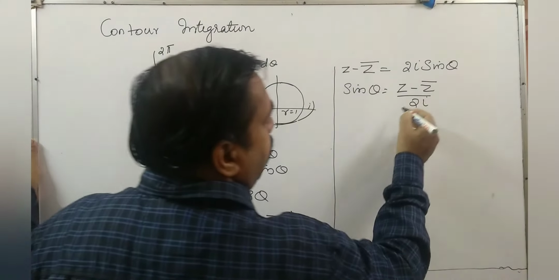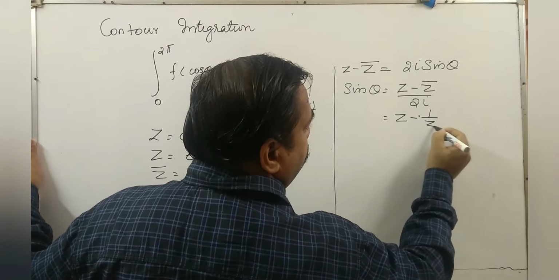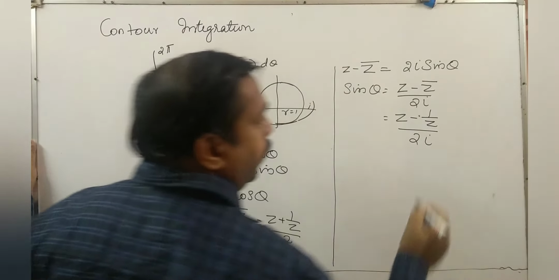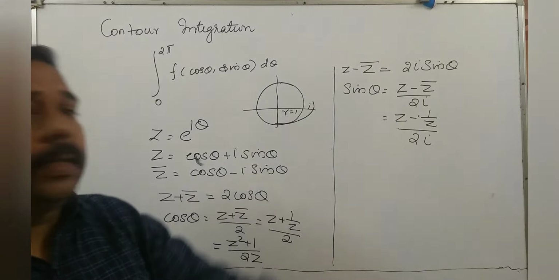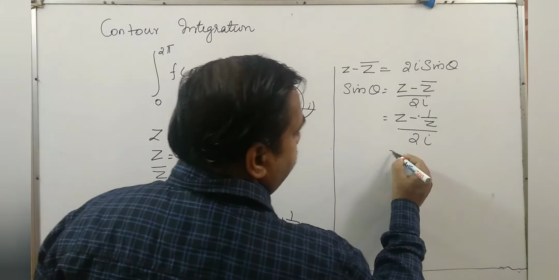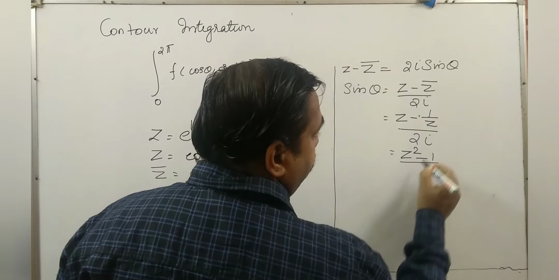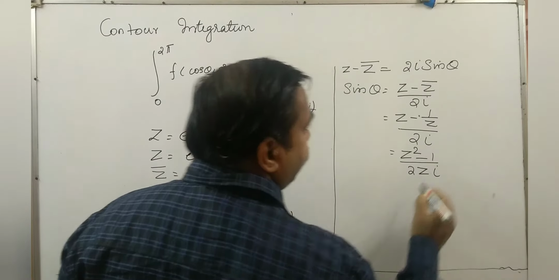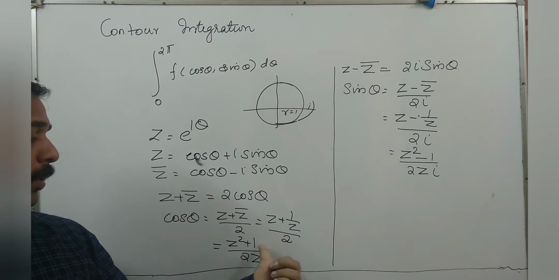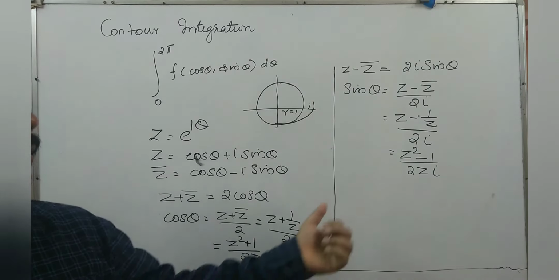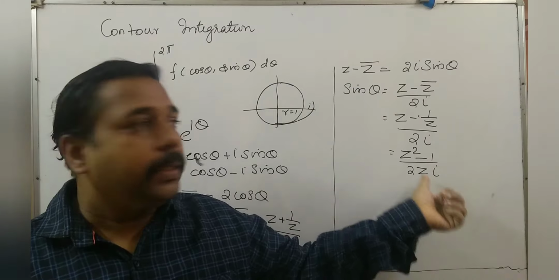Once again, z bar can be written as 1 by z, so that is z minus 1 by z whole divided by 2i. Then taking the LCM, we get z square minus 1 divided by 2zi. So cos theta is now converted to z square plus 1 by 2z, and sin theta is now converted to z square minus 1 divided by 2zi.